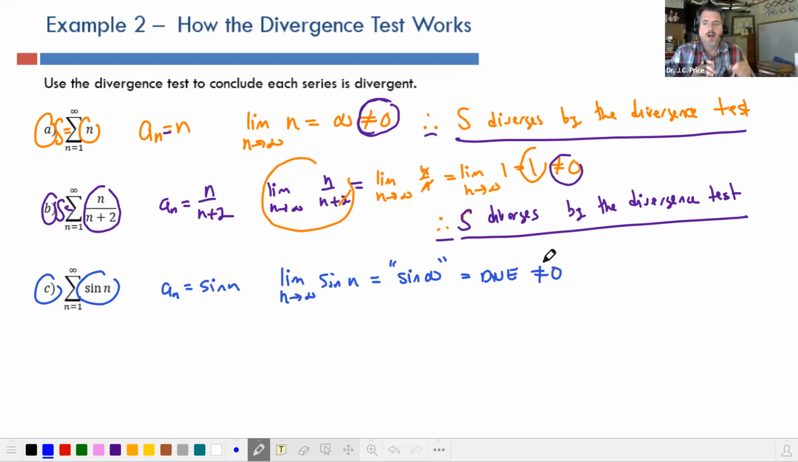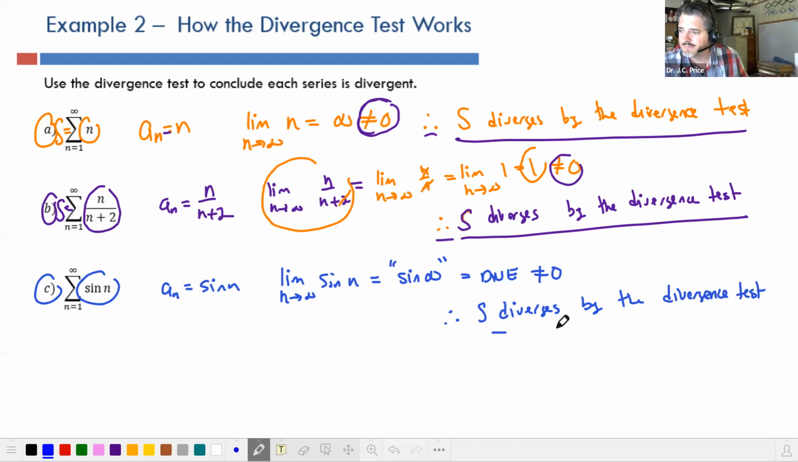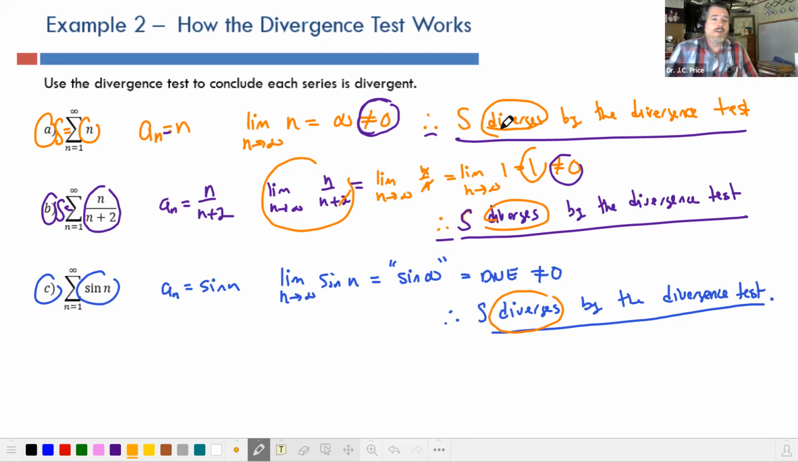That's the premise of the divergence test. And then the conclusion is, if it satisfies the premise there, we say, therefore, S diverges by the divergence test. I'm using a different pad today, guys, to write, so it's a little rough. So, divergence test. And notice on all of these, this is not a test for convergence. This is a test for divergence. So we conclude with diverges.